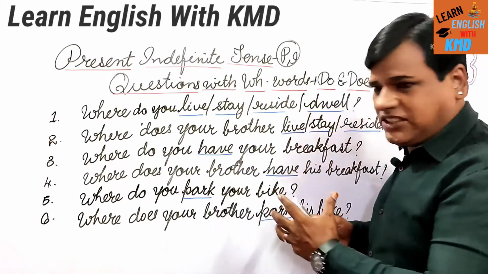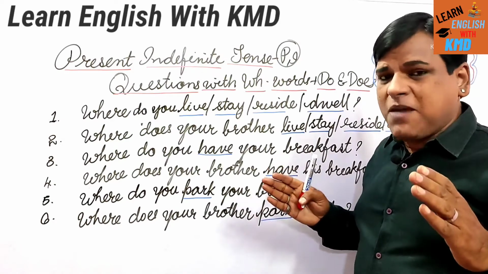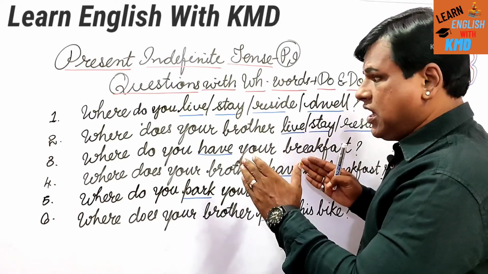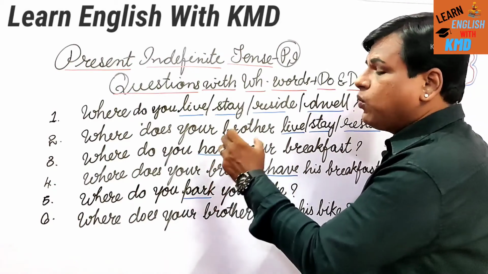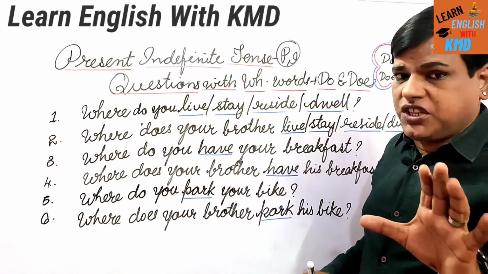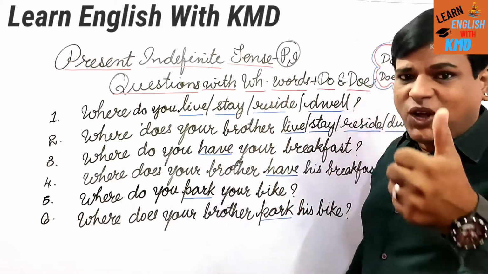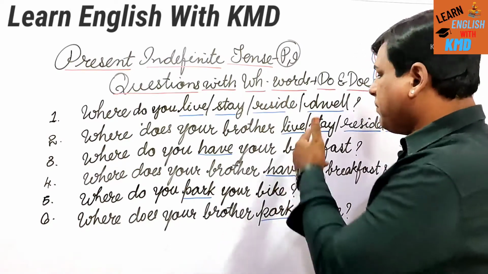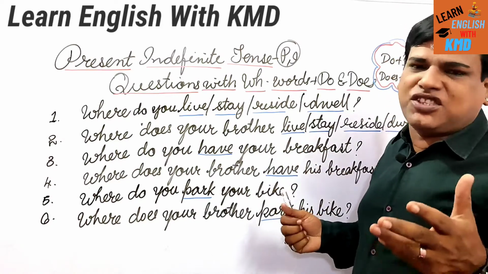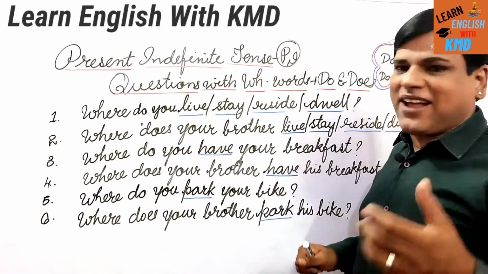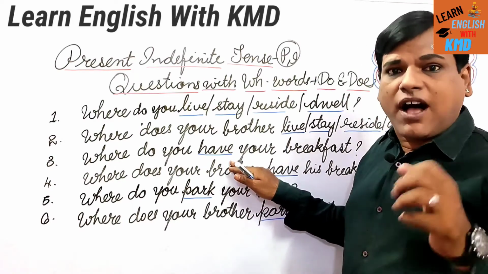Remember, in all the questions, I have used the first form of the verb. I want people to pay close attention to the verbs which have been underlined for your convenience here. In the first question, there are many verbs. We have live, which is a verb. Stay is also a verb. Reside is also a verb. Dwell is also a verb. Talking about the second question, we have the same verbs as well. Talking about the third question, the verb is have. And remember, have is the first form of the verb.